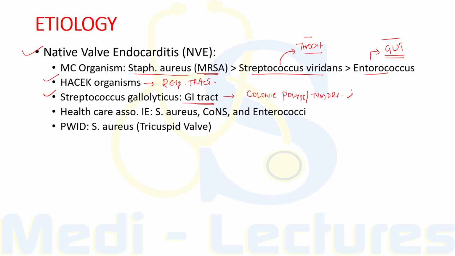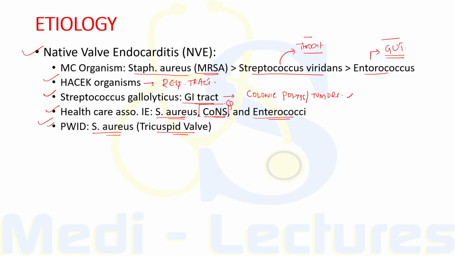When we consider healthcare associated endocarditis, it is often caused by Staph aureus, Coagulase negative Staphylococcus, and Enterococcus. So this is important for healthcare associated infective endocarditis. For people who inject drugs, Staph aureus is the most common cause, and this usually affects the tricuspid valve, that is right-sided endocarditis. So this was about native valve endocarditis.